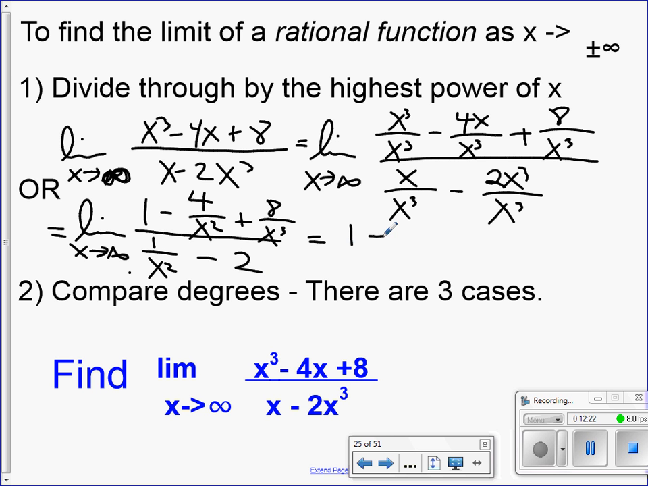minus the limit of 4 over x squared as x approaches infinity. What do you think that limit's going to be? 4 over x squared, but x is approaching infinity. 0, right? 4 over infinity squared. The numerator stays stuck at 4. The denominator's growing and growing and growing. That fraction is approaching 0.